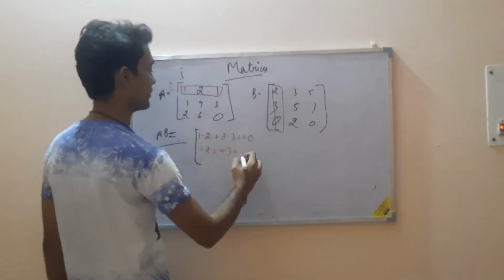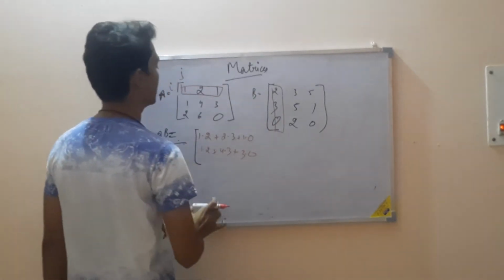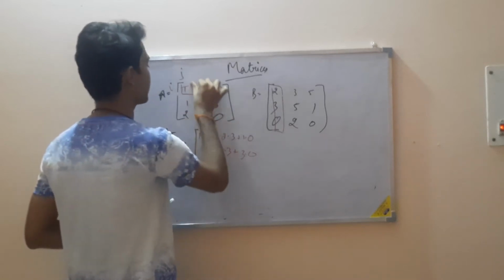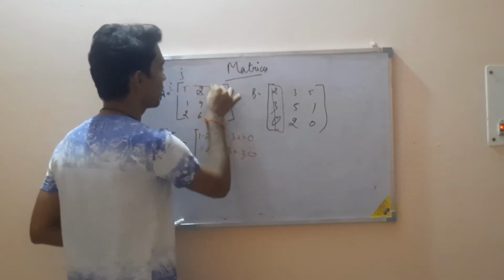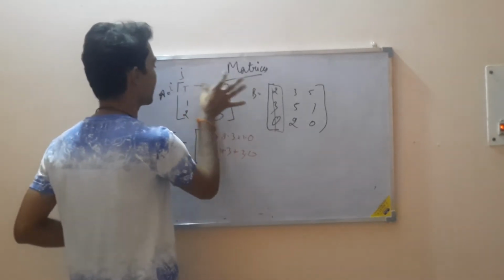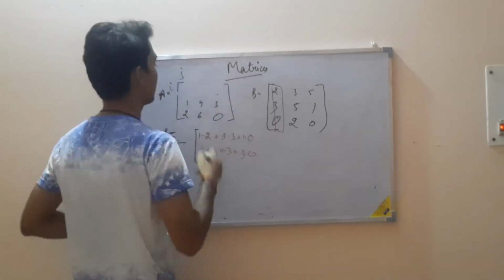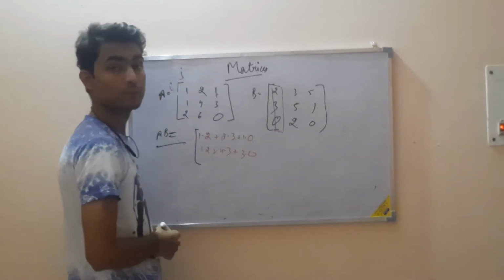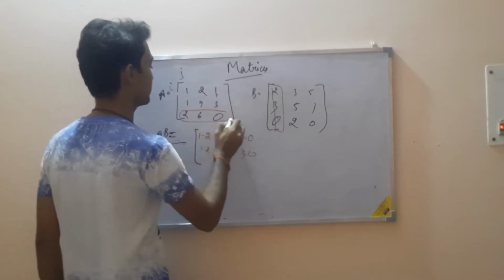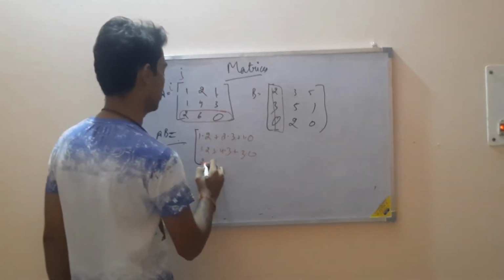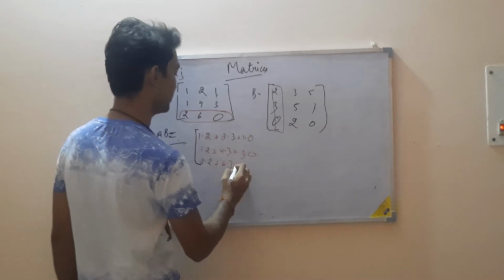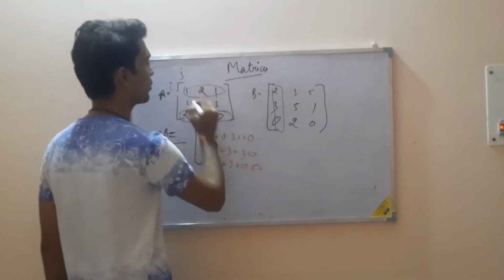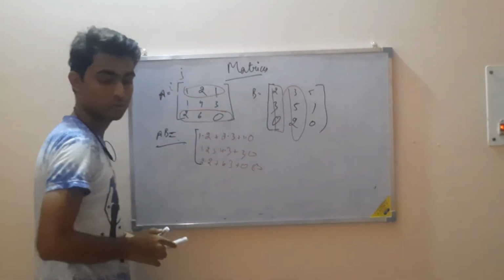Now again, taking this row and this column, it will be 2 into 2 plus 6 into 3 plus 0 into 0. Again for this position we will be considering this row with this column.